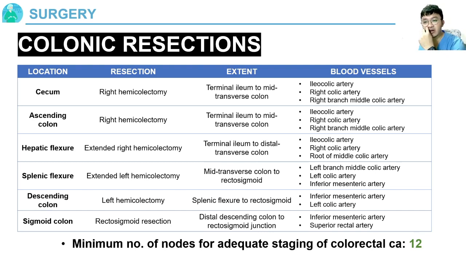For a descending colon mass, you can do a left hemicolectomy, which involves the splenic flexure down to the rectosigmoid. You remove the inferior mesenteric artery, which supplies the more distal portions. In the sigmoid colon, you can do a rectosigmoid resection. You remove the distal descending colon to the rectosigmoid junction. The minimum number of nodes for adequate staging of colorectal carcinoma is 12. How about for breast? It's 10 to 15.